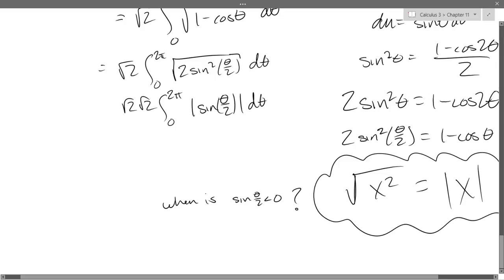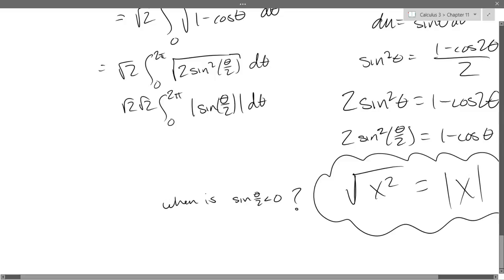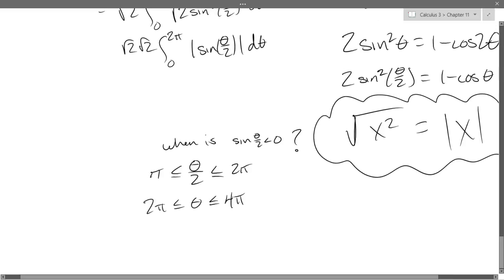We have theta over 2, so we have to be a little bit careful. It starts to be negative, usually in quadrant 3 and 4, so when the angle is between pi and 2 pi, we're on the bottom half of the unit circle. So it'll be negative between 2 pi and 4 pi. Does that affect our integral? We're stopping at 2 pi. So we're actually going to be positive from 0 to 2 pi.